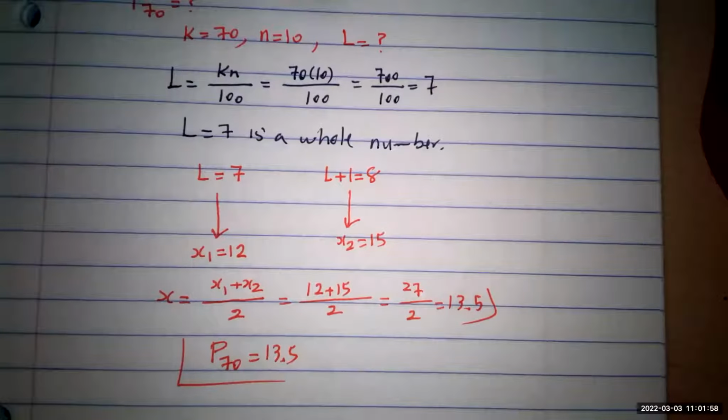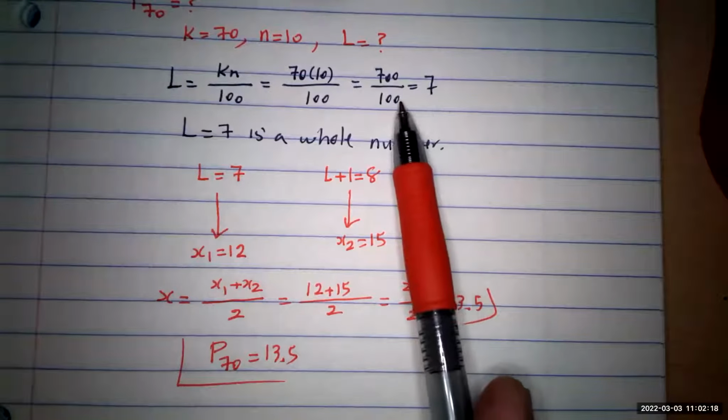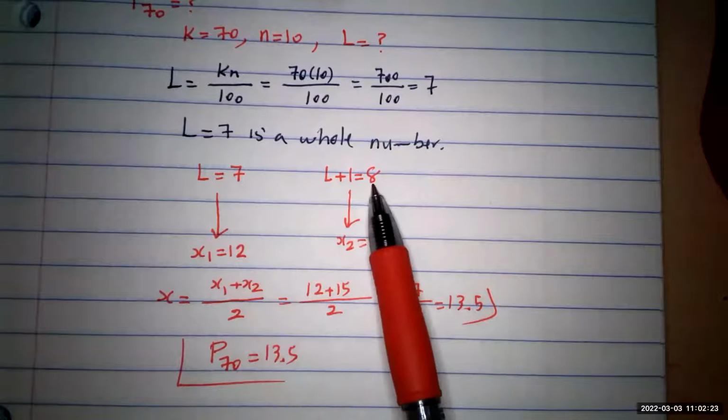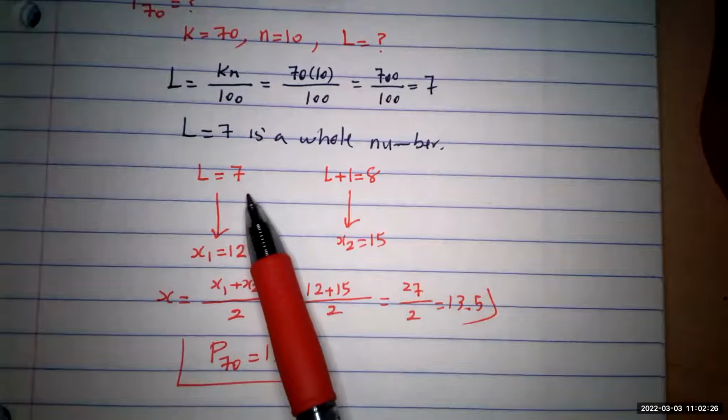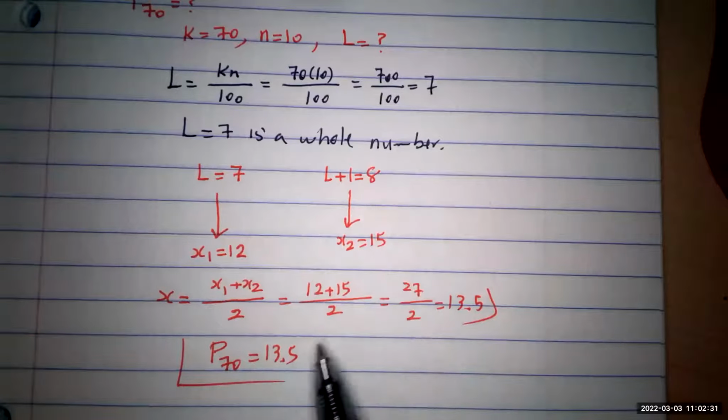So this means 13.5 is at the 70th percentile. If you get 13.5, you are better than 70% of the class. Any question? Compared to L, you see L is equal to 7. When it's a whole number, you go up one step, making it the 7th and the 8th. So you find the numbers at the 7th location and the 8th location. Then you get the average of these two numbers, which gives you the result, 13.5.